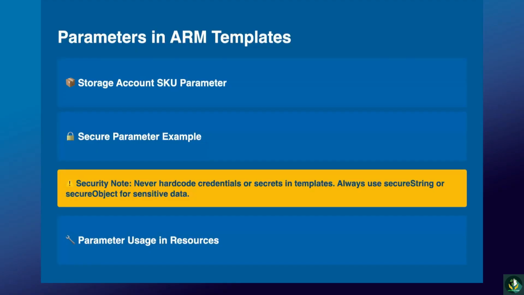Now let's take a look at some recommendations for using parameters. Use parameters for settings that vary according to the environment, for example, SKU size or capacity. Also use parameters for resource names that you want to specify yourself for easy identification or to comply with internal naming conventions. Provide a description for each parameter and use default values whenever possible.